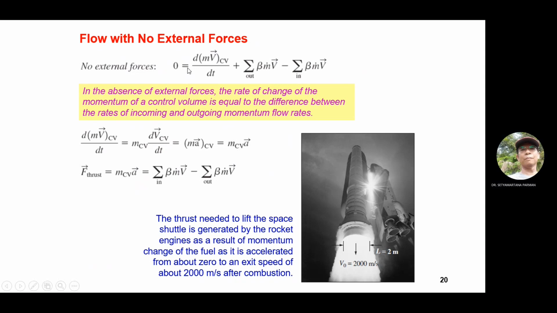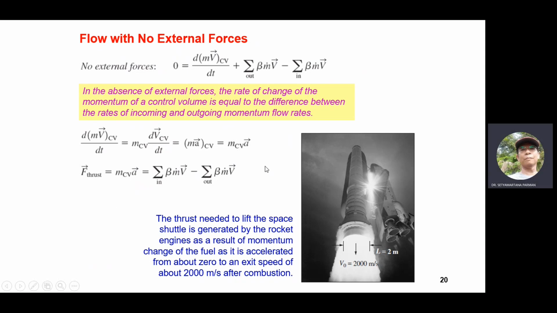Imagine we move this term to the other side. It means this part becomes negative and this part becomes positive. So we have the positive summation of beta m dot v at the inlet, minus the summation of beta m dot v at the outlet.